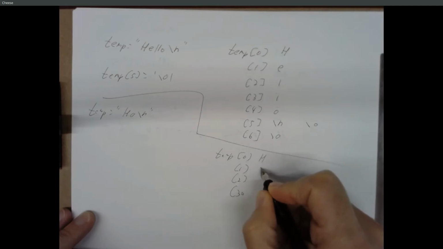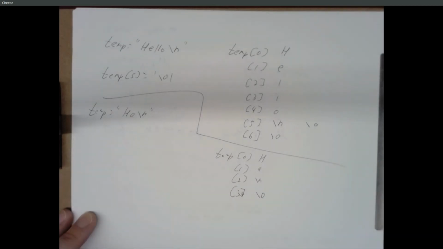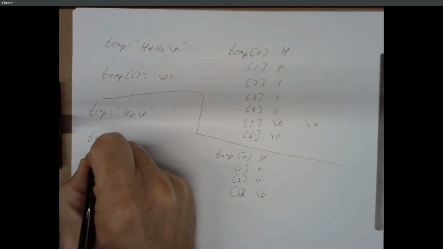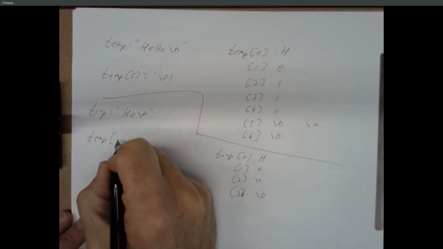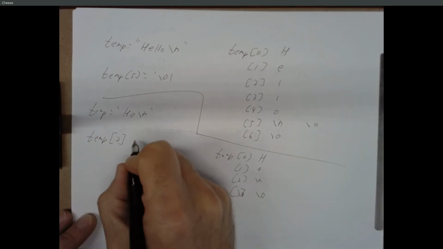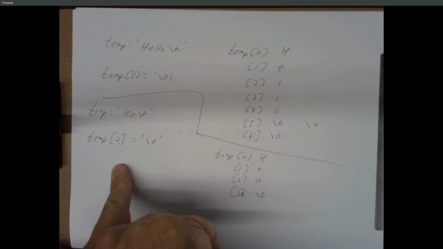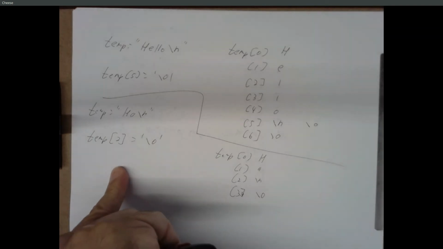So this is H, this is A, this is new line, this is null terminator. What do I want to set equal to the null terminator in this case? 2. We'd get there eventually. Alright, set temp bracket 2 equal to 0. Okay, so we need a rule. In this case we wanted to do 5, in this case we wanted to do 2. What's a rule we can use?